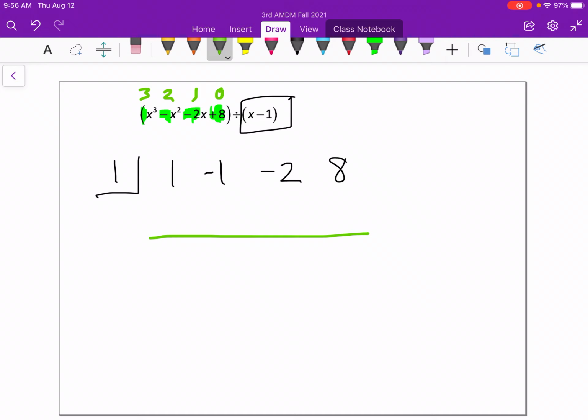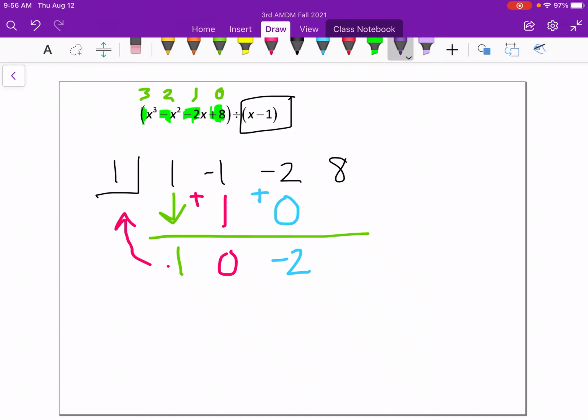Now I'm going to do the actual division. I'm going to bring down my 1, and then I have to do 1 times 1 is 1, and I add. So negative 1 plus 1 is 0. Then here I have 0 times 1 is 0. Add. Negative 2 plus 0 is negative 2.